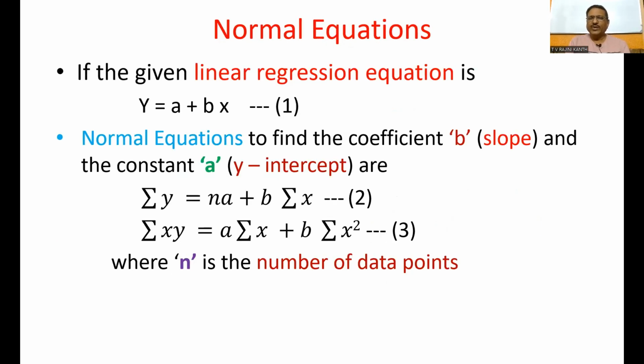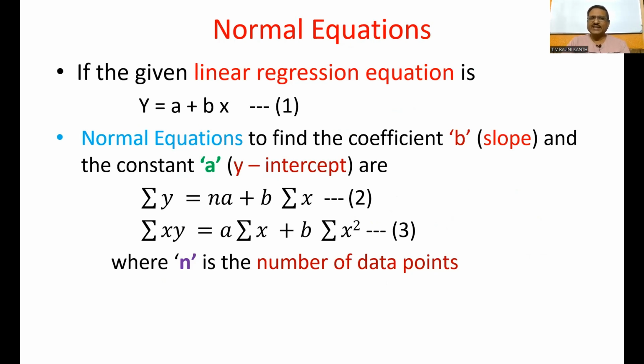Before taking an example and implementing it, I would like to stress how we calculate the slope and y-intercept, that is, b and a. For this, we require normal equations. How many unknowns are there? There are two unknowns, b and a. So we need two normal equations for this.